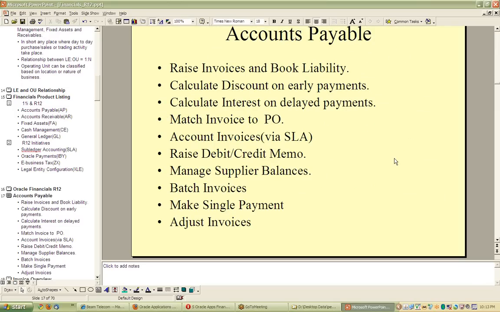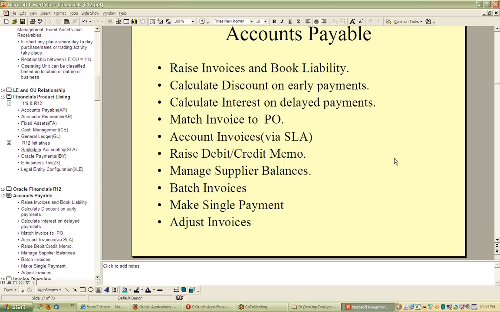Coming to AP. Now, what does AP do generally? First, we raise an invoice and book the liability against the supplier, right? Then, based on payment terms, which are the terms of payment between the supplier and the operating unit, it calculates discount and interest.